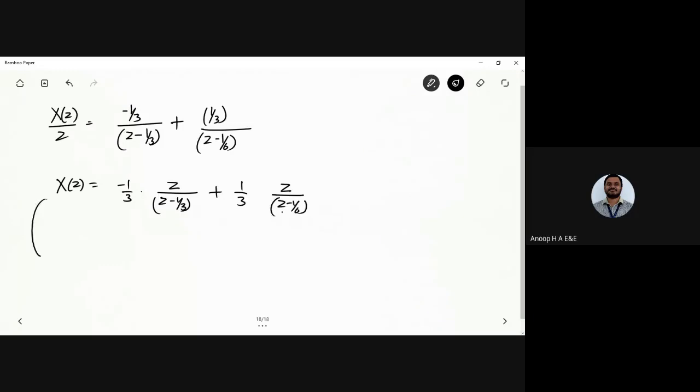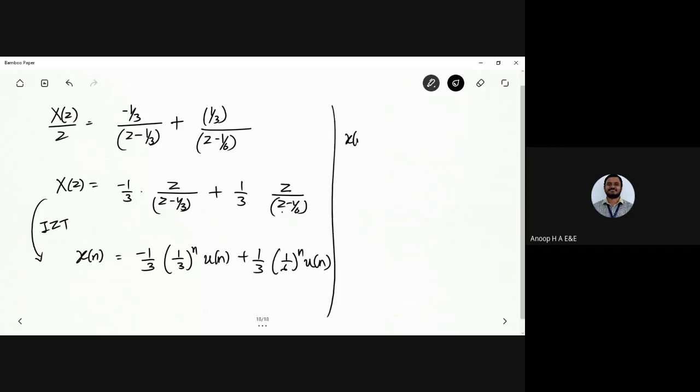Okay, so now taking the inverse z transform, I'll be having x of n, that would be minus 1 by 3 times 1 by 3 power n u of n, plus 1 by 3 times 1 by 6 power n u of n. So x of n will be equal to minus 1 by 3 times 1 by 3 power n plus 1 by 3 times 1 by 6 power n. I think the whole expression can be multiplied with u of n.